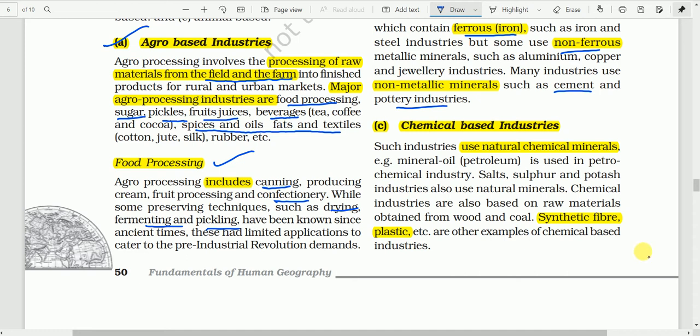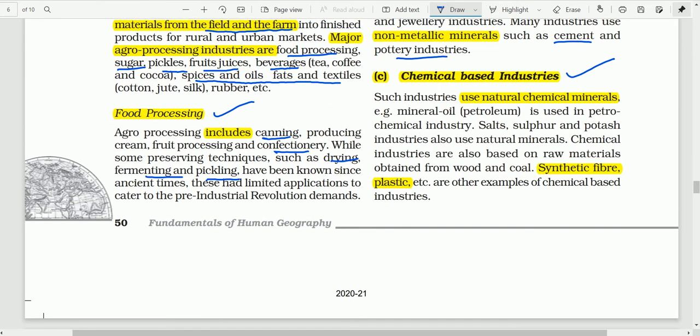Next, we have chemical-based industries. So industries using natural chemicals, for example, mineral oil, petroleum is used in petrochemical industry. This is an example. Then salt industries, sulfur, potash industries use natural minerals. These are other examples.